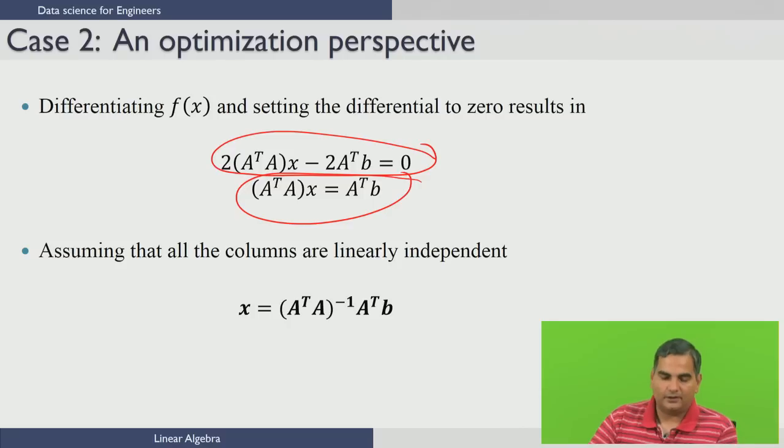Now, to solve this equation, we will assume that all the columns are linearly independent, which allows us to take the inverse of this matrix, and then we can come up with the solution x equal to (A transpose A) inverse A transpose b. While this solution x might not satisfy all the equations, this solution will ensure that the errors in the equations are collectively minimized. So, this is an optimization view for case 2, where the number of equations is more than the number of variables, or m is greater than n.